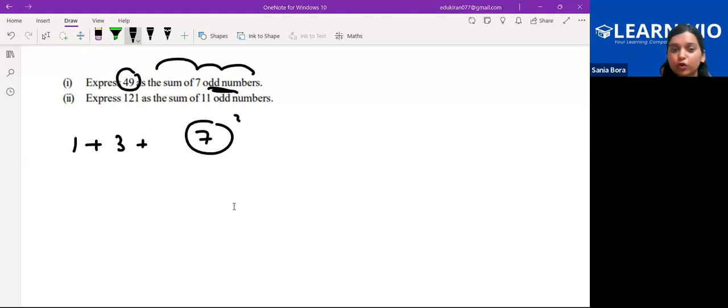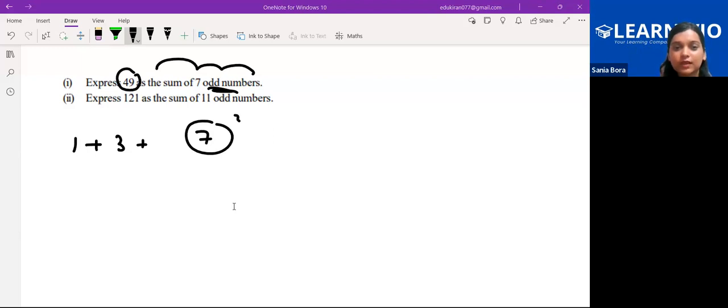First 7 numbers, do you know what are the odd numbers? Yes, 1, 3, 5, 7, 9, 11. Clear. So I hope everybody got it. Yes, ma'am. You can write it, first 7 odd numbers. Or anyone has any doubt?